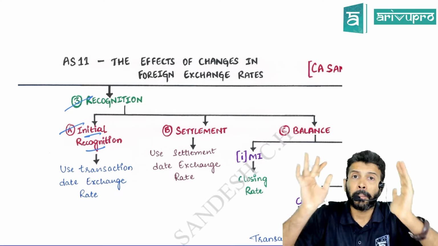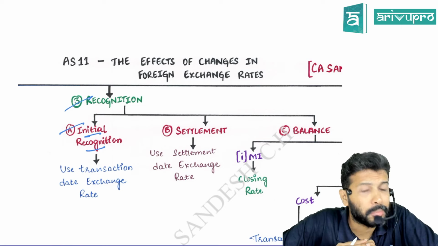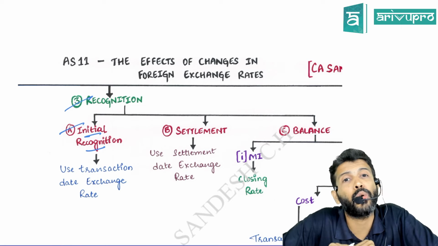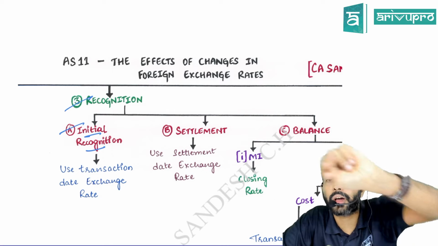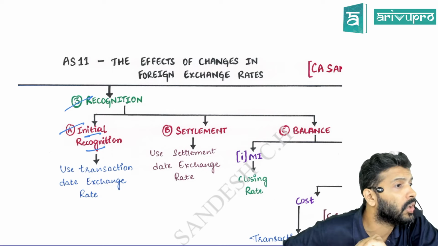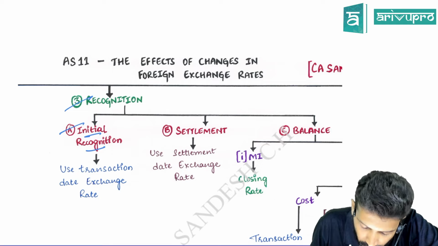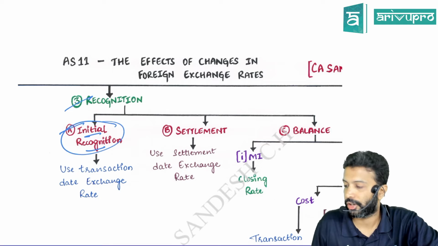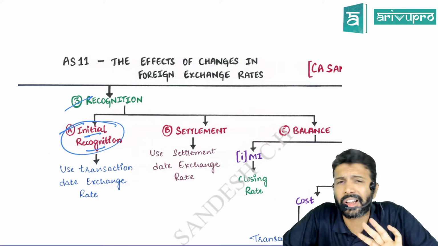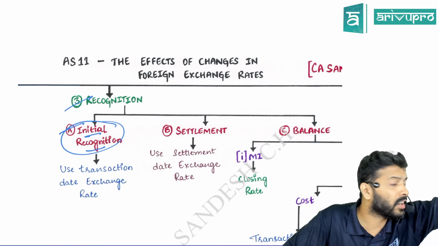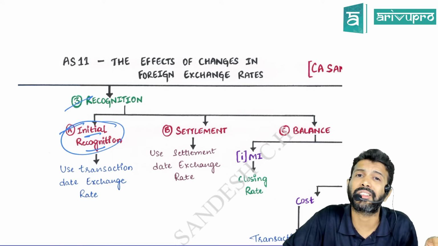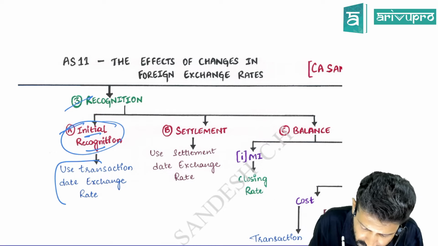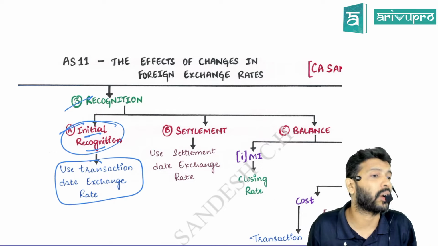All right. We have billed it in dollars, but can we account it in dollars or we have to account it in rupees? We have to account it in rupees. That means the dollar value you have to convert into rupees. Correct? That we are calling initial recognition. So all foreign currency transactions, doesn't matter whether it is a monetary item or a non-monetary item, are initially recorded at the transaction date's spot rate.